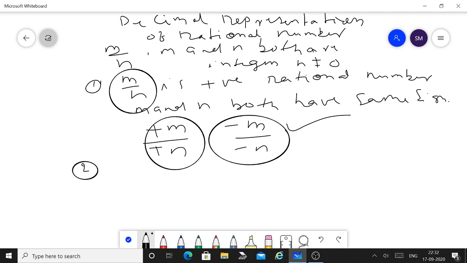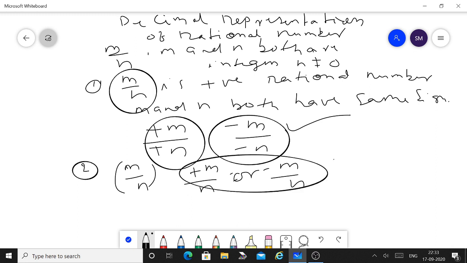Then what do we mean by negative rational numbers? Those in which m and n are of opposite signs. If m is positive, n is negative, or m is negative, n is positive. These are negative rational numbers.